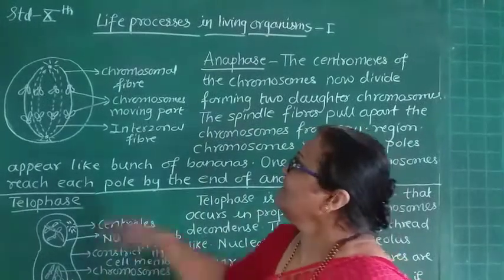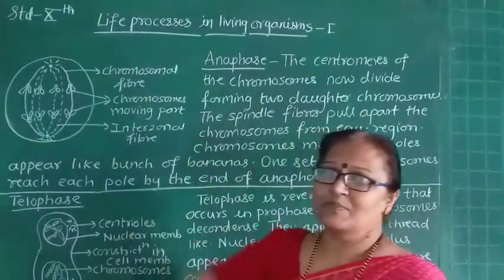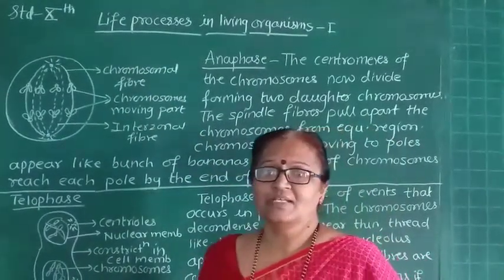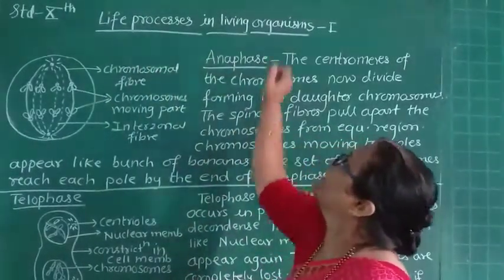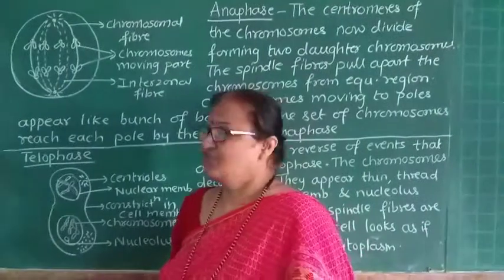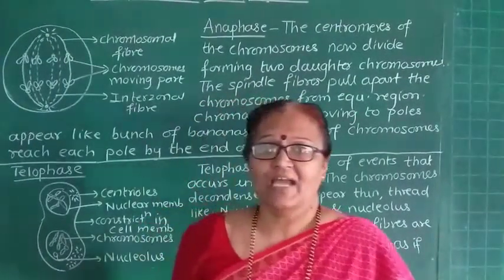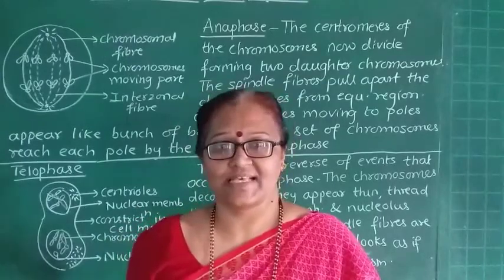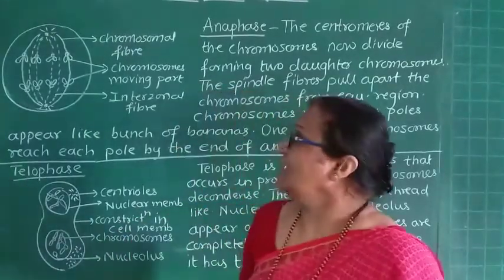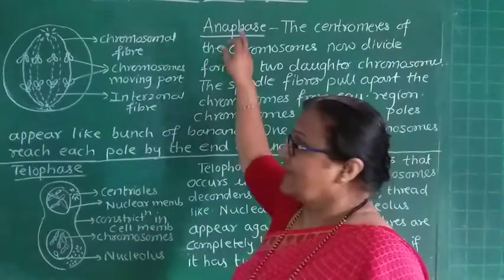We have started lesson number 2 from your Science section B, that is Life Processes in Living Organisms, part 1. Yesterday we studied two stages, the prophase and metaphase. Today we are going to study the anaphase.